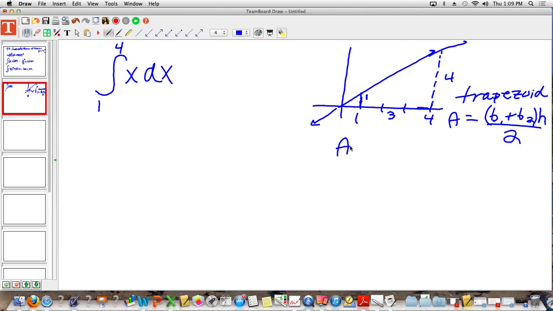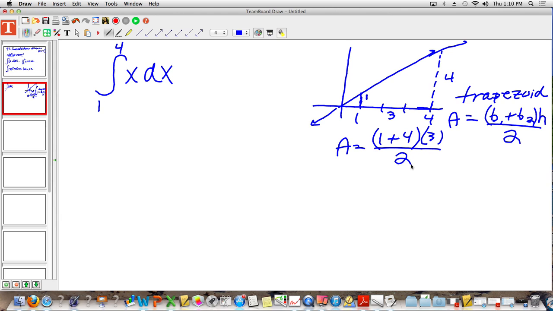So the area of this thing ended up being 1 plus 4 times 3 divided by 2. Miss Morgan, that's not a triangle? No, because it starts at 1. You know what?